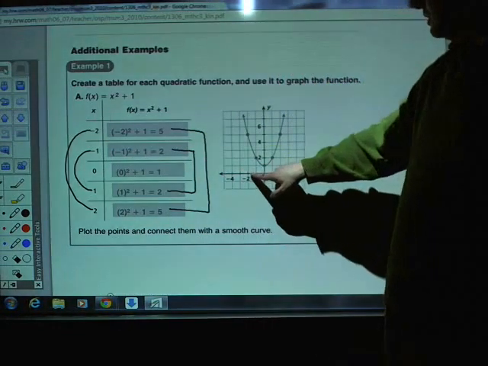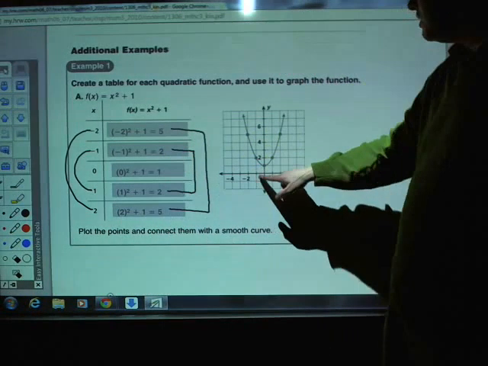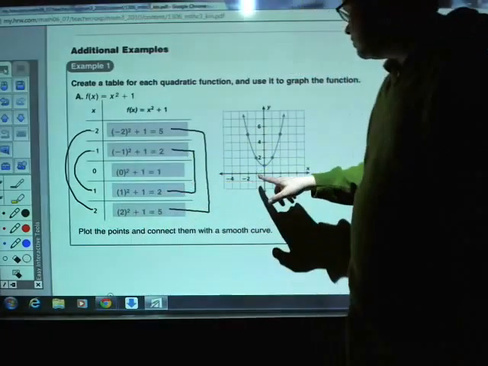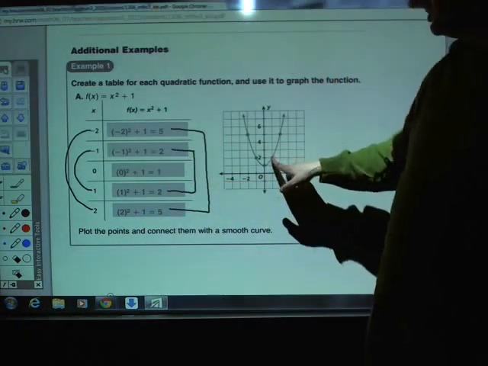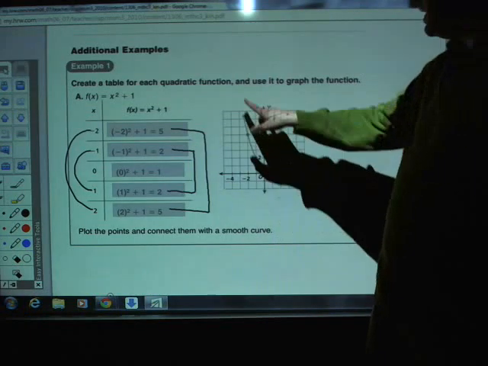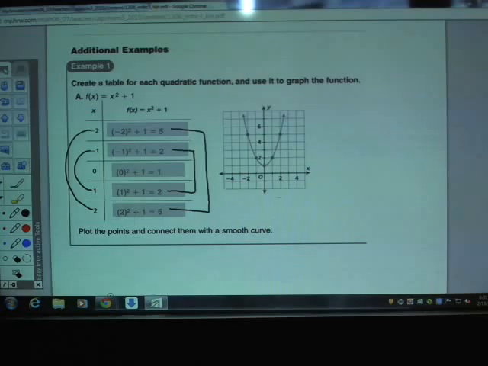-1, 2. Left 1, up 2, put a dot. 0, 1, not right or left, just up 1 and put a dot. 1, 2, right to 1, up to 2, put a dot. And 2, 5, right 2, up to 5, put a dot. I'm connecting my dots, and there is my U shape.